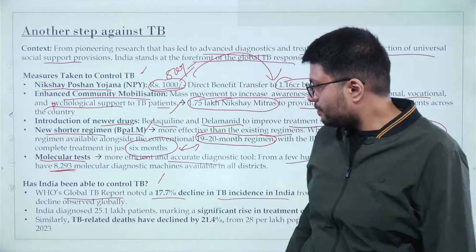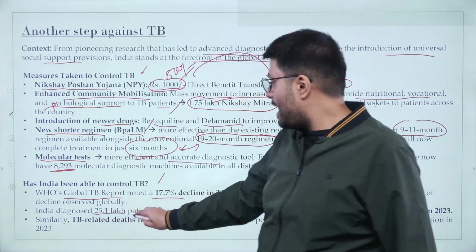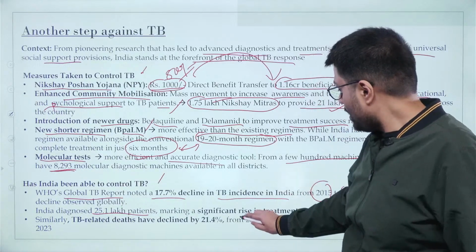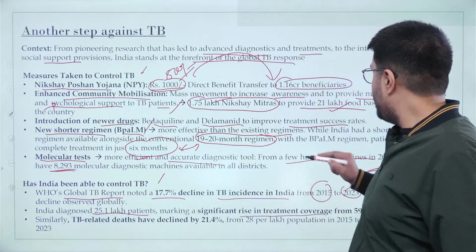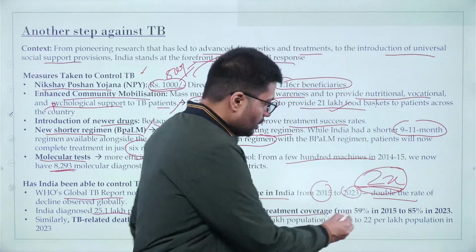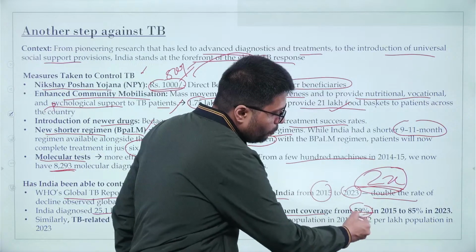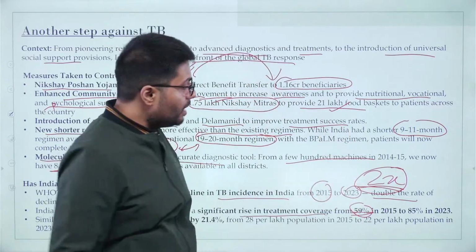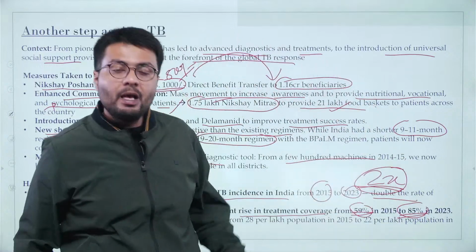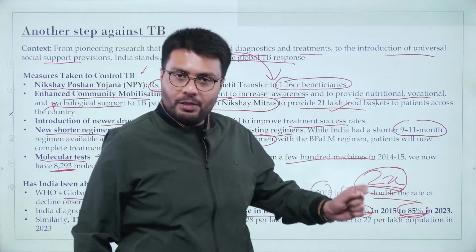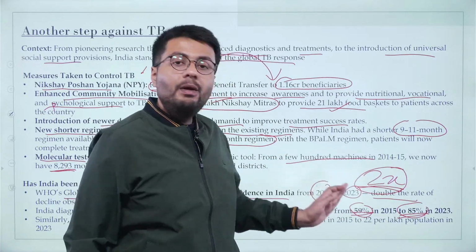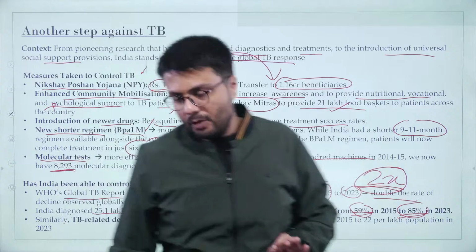Also, India diagnosed as many as 25.1 lakh patients, making a significant rise in treatment coverage, which earlier was just 59% of the people who were diagnosed with TB being treated, and now it has increased to 85%. That is, as many as 85% of the people who are detected with TB are getting treatment from the government.